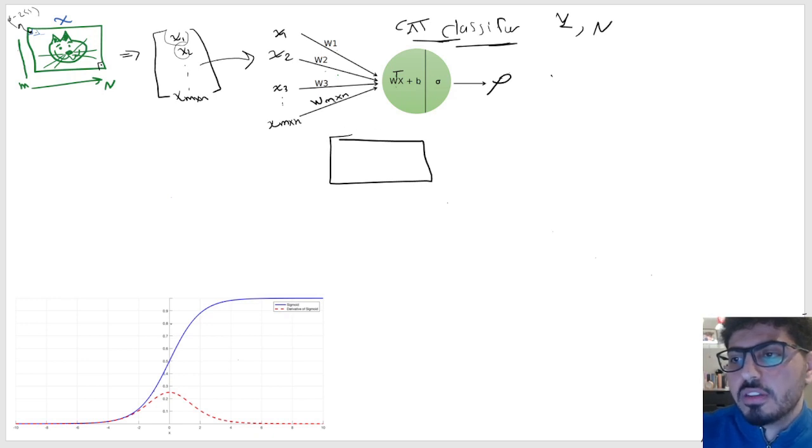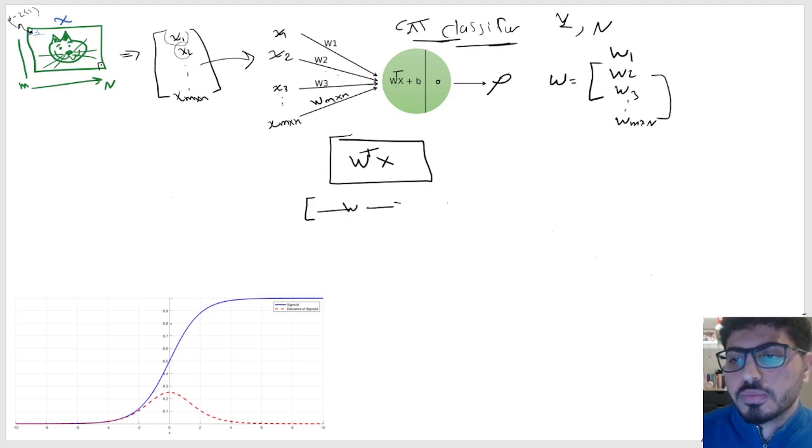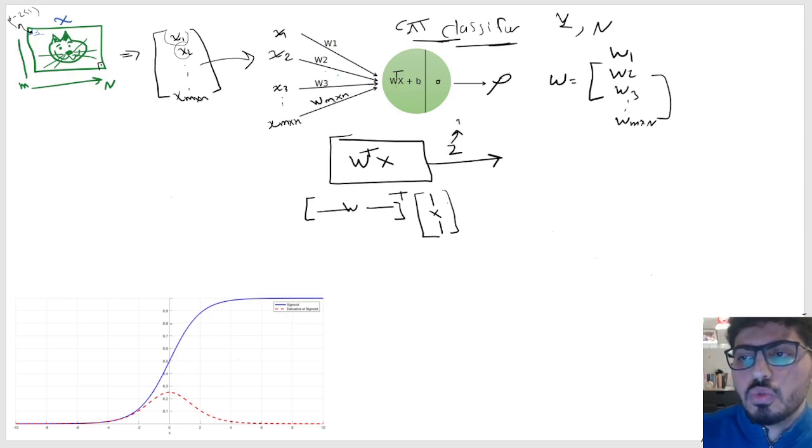So we have a weight vector here, w, which is equal to w1, w2, w3, all the way to w m times n. So we're going to do a linear transformation, w transpose x, which is a dot product between the vector w transpose and our input vector x. This is a dot product. It will generate a scalar value. We'll call that z. z could be something like 2, it could be -1, or it could be something like 3.5. It's a scalar value.